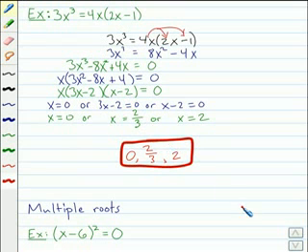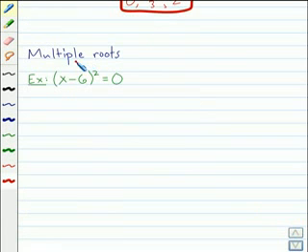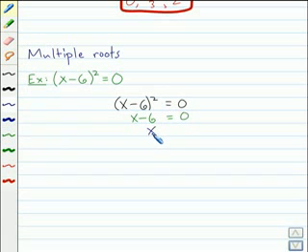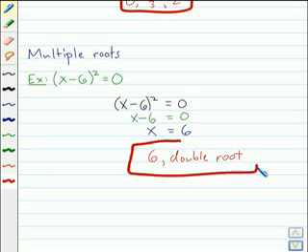Now let's finish up by talking about multiple roots. This is a special situation. Multiple roots occur when you have repeated factors in your equation. In this equation, the factor of x minus 6 occurs two times because of the square. But you only need to set one of the factors equal to 0 to solve. And you get x equals 6. Now that's called a double root because of the two factors of x minus 6. So watch out for these multiple root situations.